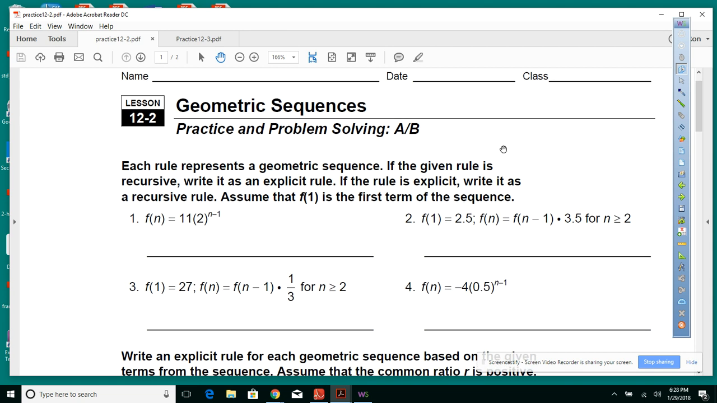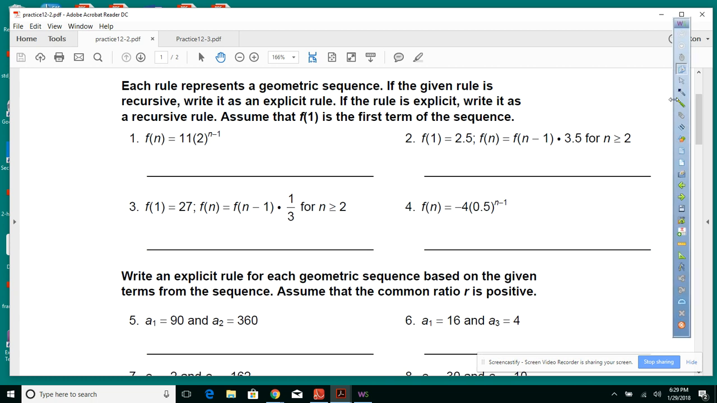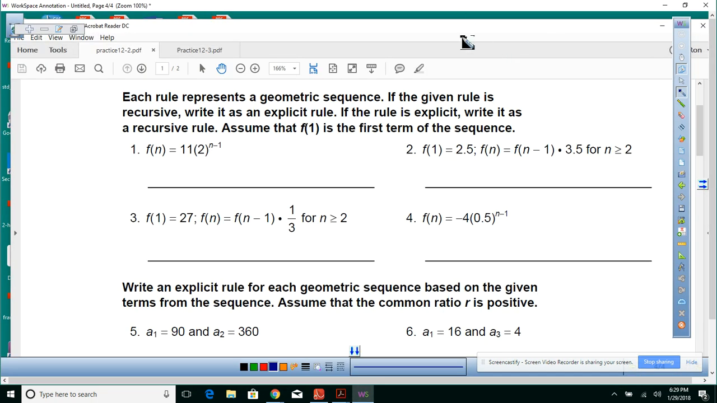What do we got here? Geometric sequences. We got some new formulas here. What are the new formulas? Let me scroll this up here, and there we go. So the new formulas, the explicit rule: f of n equals a times r to the n, and that's if you start at 0. If you start at 1, f of n equals a sub 1 times r to the n minus 1.